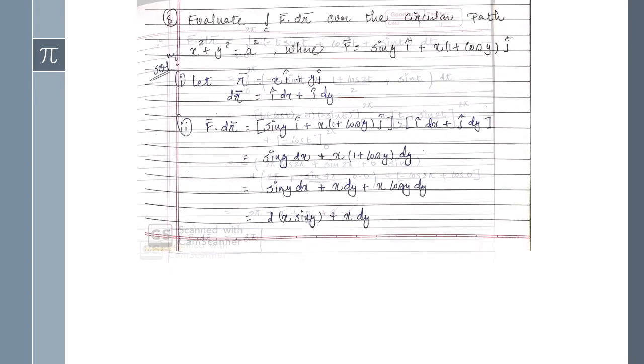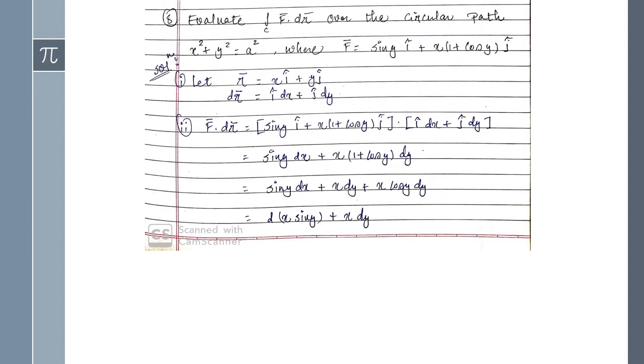Now next, evaluate the integration of f dot dr over the circular path x square plus y square equals a square, where f bar equals sin y into i plus x into the bracket 1 plus cos y into j. Okay, now see what is given. F bar is given, you have to find f dot dr, and the circular path is given, that is x square plus y square equals a square.